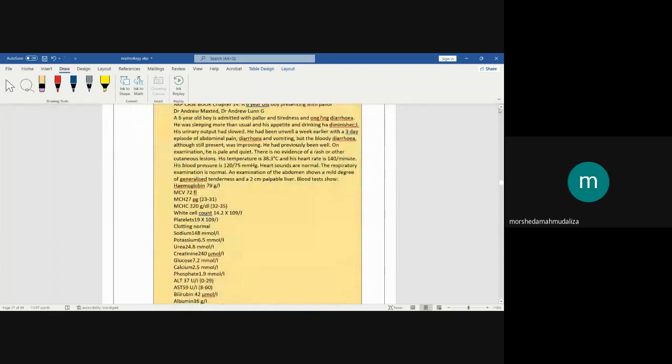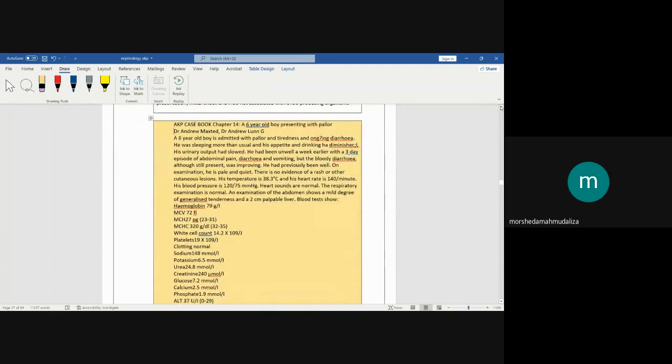Now we will read this case. A 6-year-old boy admitted with pallor, tiredness, and ongoing diarrhea. He was sleeping more than usual. His appetite and drinking had diminished. Urinary output had slowed. He had been unwell a week earlier with a 3-day episode of abdominal pain, diarrhea, and vomiting. The bloody diarrhea, although still present, was improving. He had previously been well.